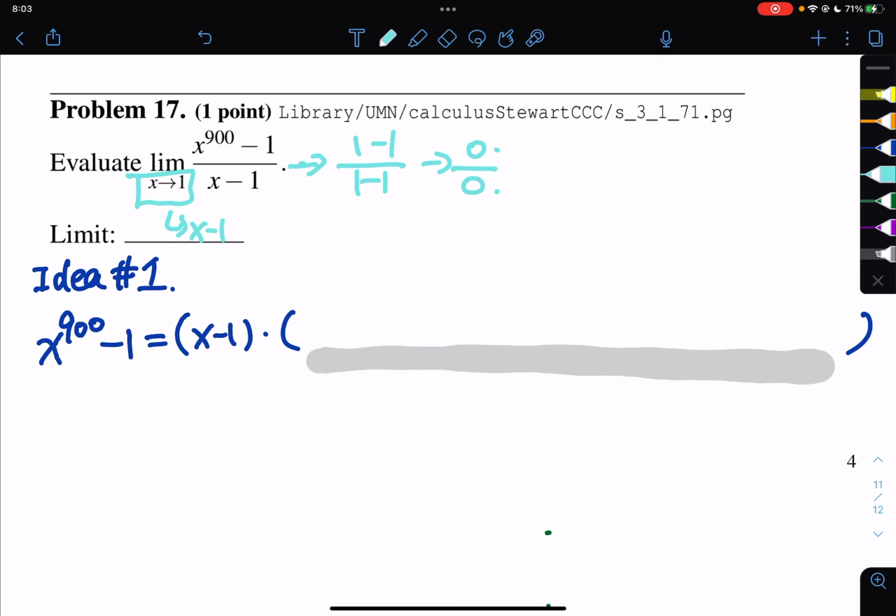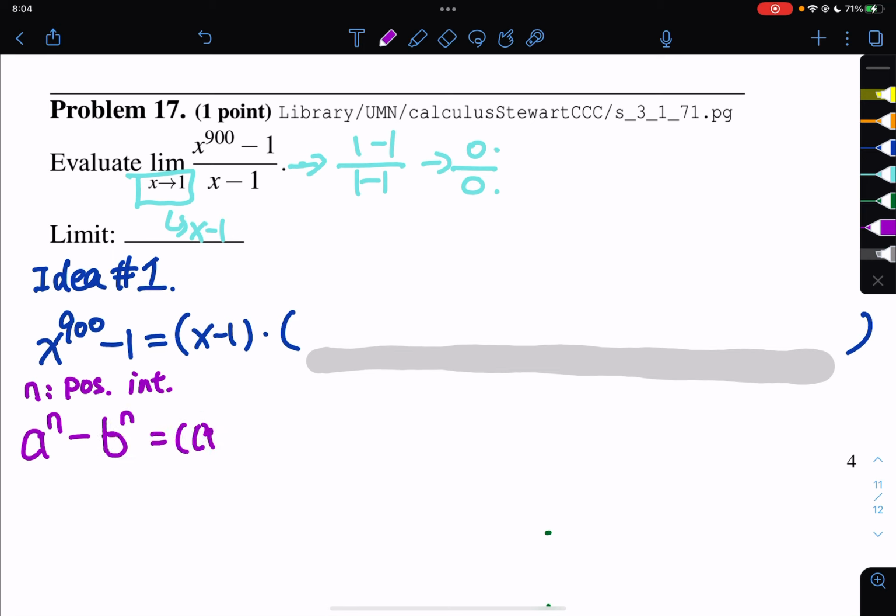When we proved the derivative of the power function, the power rule derivation we went over in class, we shared a formulation for you. So if n were a positive integer, then a to the power of n minus b to the power of n is supposed to be a minus b multiplied by, okay, here's the interesting part.